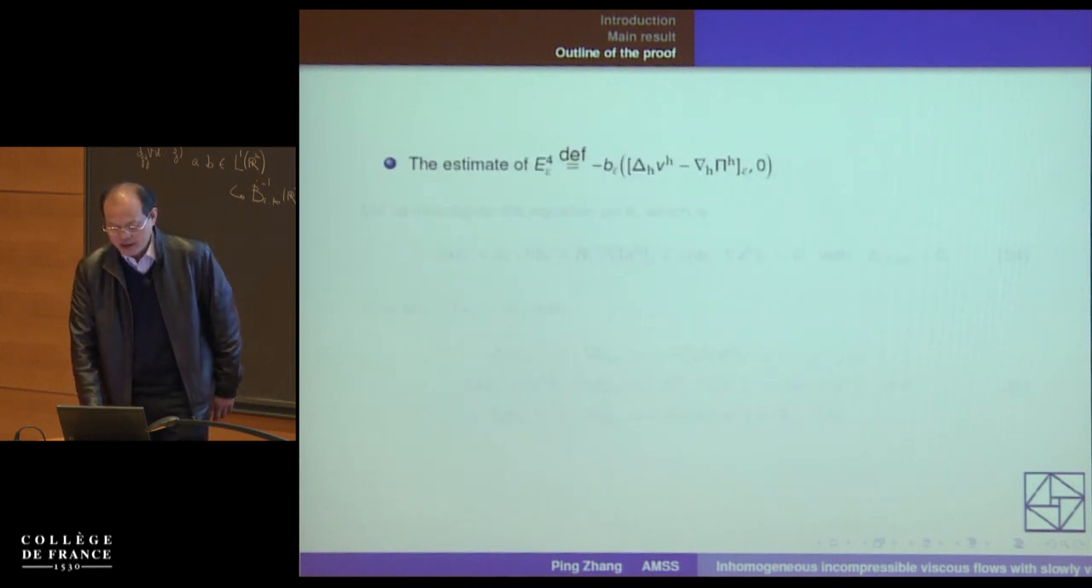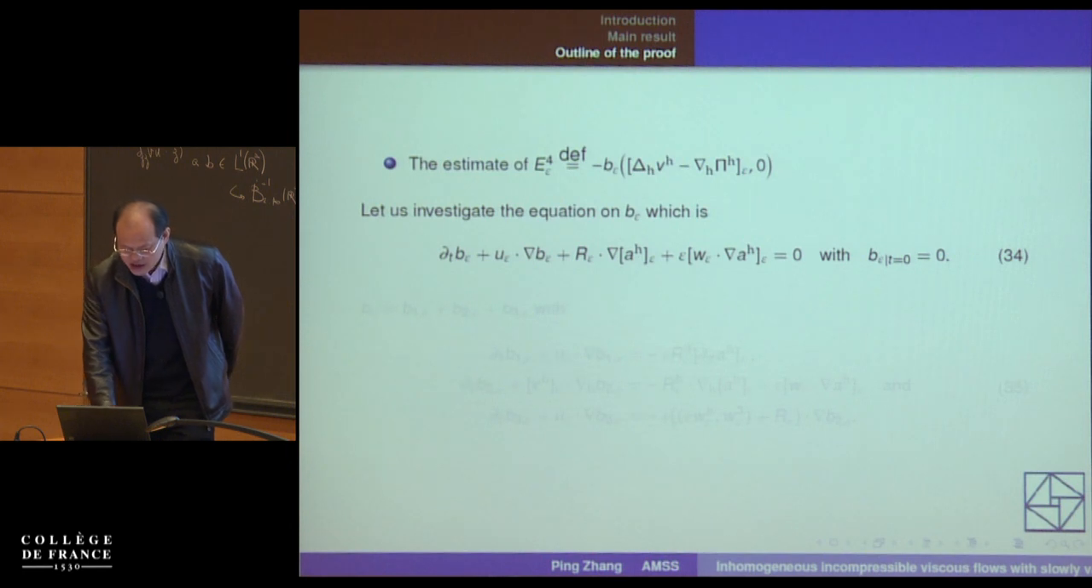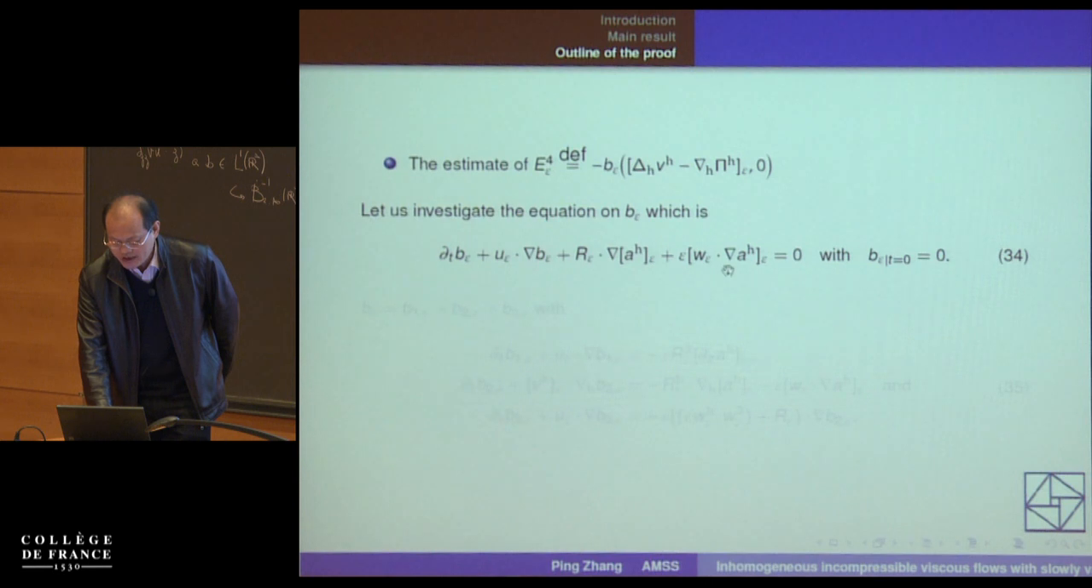So now let's turn to the most difficult term, E4 epsilon, which equals B epsilon times Laplacian_h, v_h, minus gradient_h, pi_h, bracket of epsilon. So the equation B epsilon satisfies should be like this: partial t B epsilon plus U epsilon dot gradient B epsilon plus R epsilon dot gradient of A_h epsilon plus epsilon W epsilon gradient of A_h bracket of epsilon equals 0.